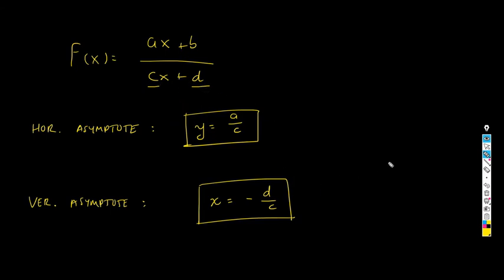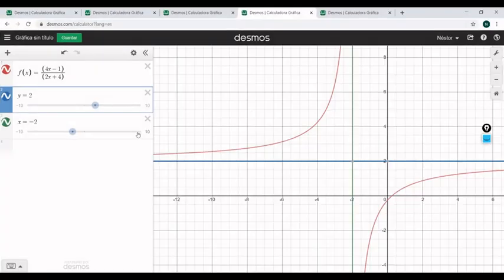Let's see if that's true for the case that we just saw. So in here, my vertical asymptote is this line, which is x equals minus 2. Is minus 2 the negative of the division of 4 over 2? Yes, indeed. Okay, 4 over 2, that's 2. And then you put a negative in there and you get minus 2. So in fact, it works.